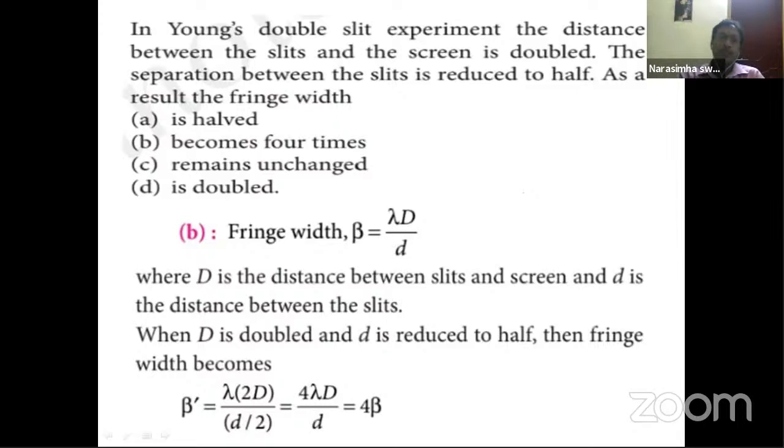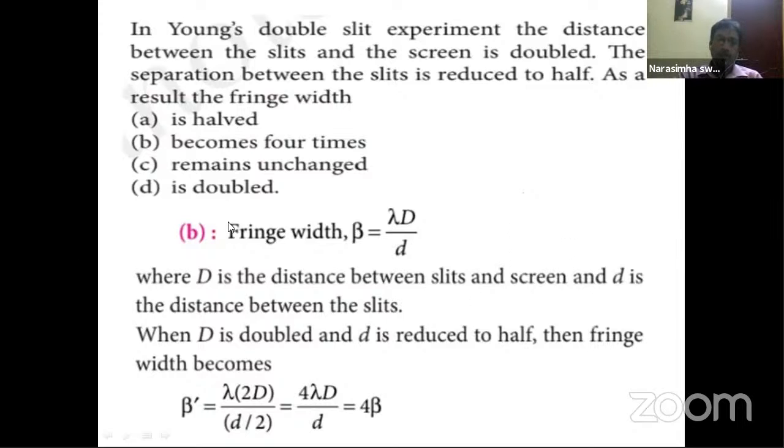Now, as a result, the fringe width formula is this. What is being asked? Distance between the slits means small d. No, wait. Distance between the slits and the screen is doubled, means capital D is doubled, and the separation between the slits is reduced to half, means small d is halved. So small d will become d by 2, capital D will become 2D. Then what will be the fringe width they're asking? Okay, so options are given.